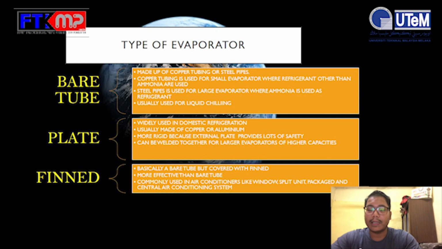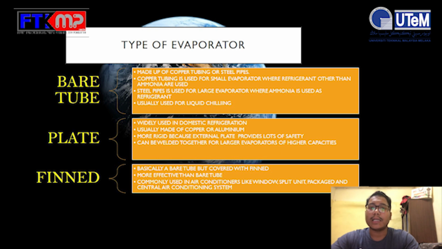This one is widely used in domestic refrigeration. Usually this type is made of copper and aluminium. It has a more rigid body because the external plate provides lots of safety. This type can also be welded together for larger evaporators of higher capacities.